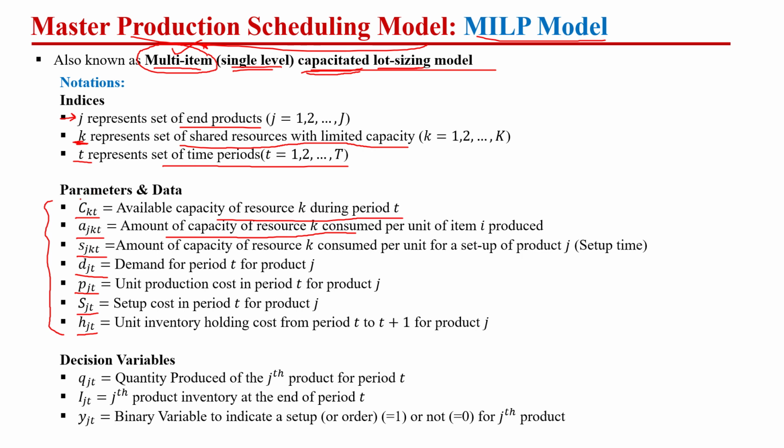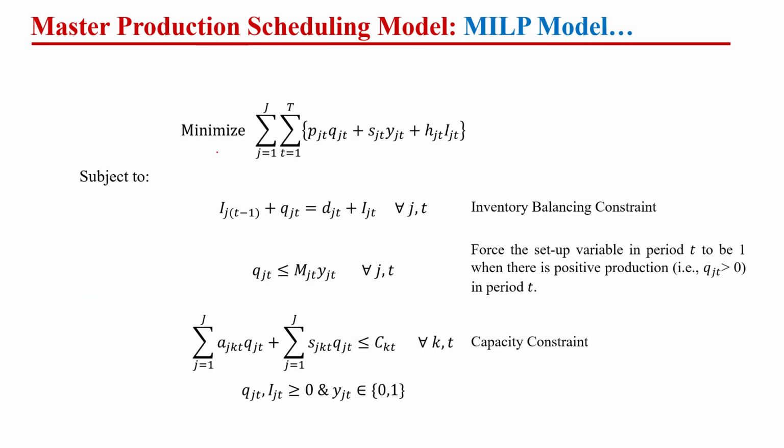So when we are talking about the parameters and data, this data set we must have before calculating the master production schedule with the help of mixed integer linear programming. So we should know this particular information. Our decision variables are the quantity we should produce of product J in time period T, how much inventory we have of product J in time period T, and this binary variable, whether we should set up product J in time period T or not. Using these notations we can develop the mixed integer linear programming model.